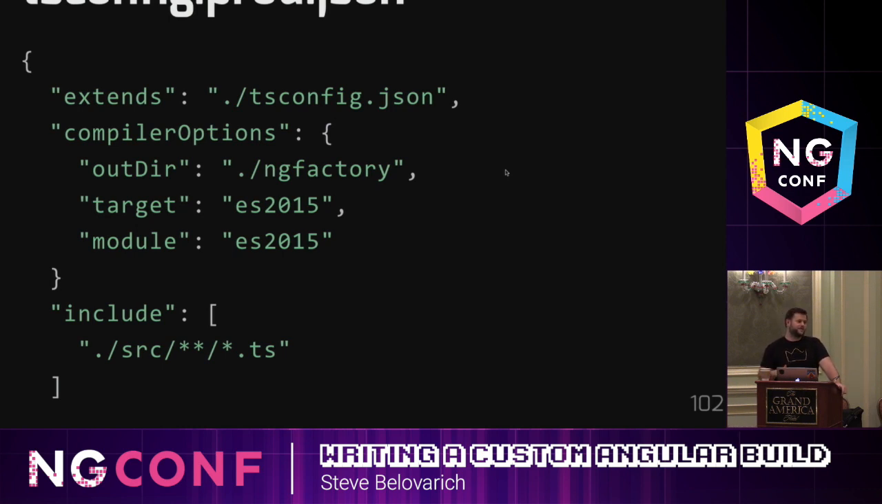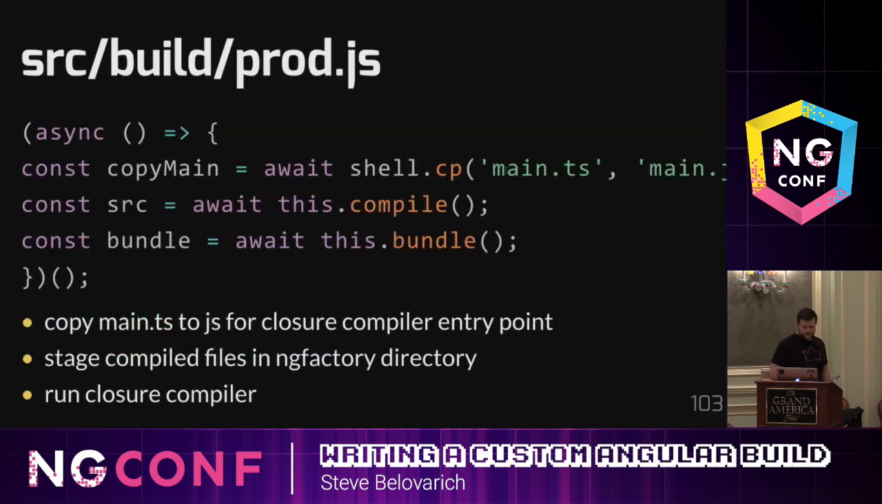Closure compiler is a project that started about 10 years ago. And it started at evaluating ES5 and below. Over the past couple of years, it's gotten better at evaluating ES 2015 modules. So we're going to output ES 2015 modules for Closure compiler.